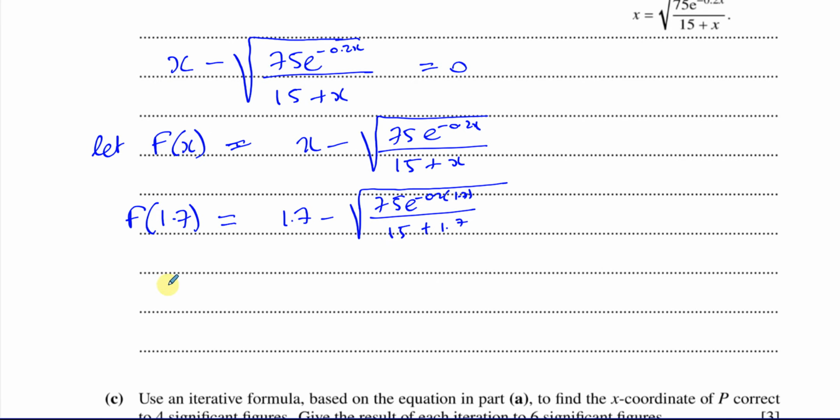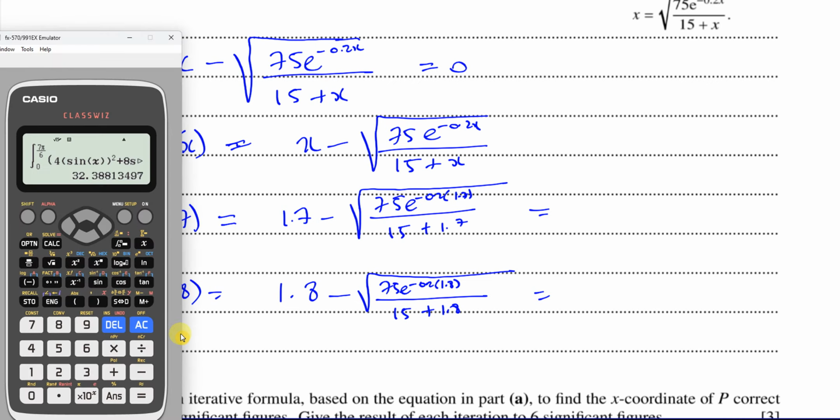All right, and I'll do the same thing for 1.8. I'll put 1.8 in this equation. I'll get 1.8 minus the square root of 75 times e to the power of minus 0.2 times 1.8, okay, over 15 plus 1.8. And then I'll see what I get. Hopefully there'll be different signs, which shows that there is a root between them, which I'll explain in a minute how we can deduce that. Okay, so let's just do the calculation first.